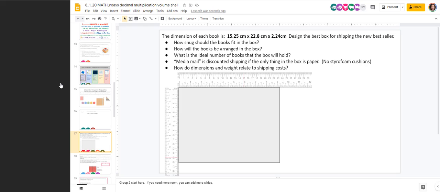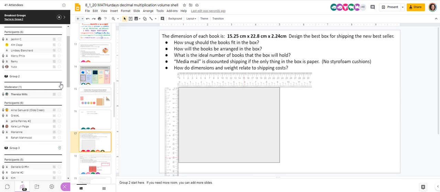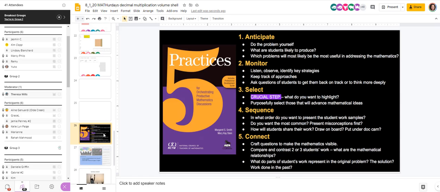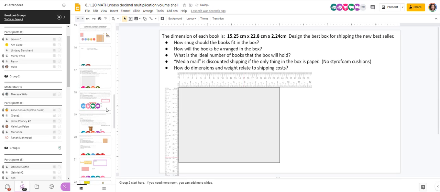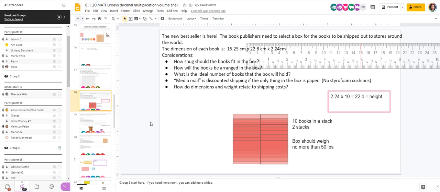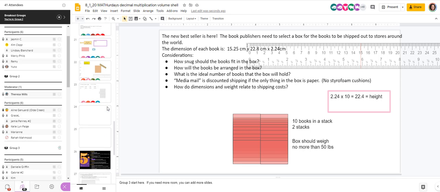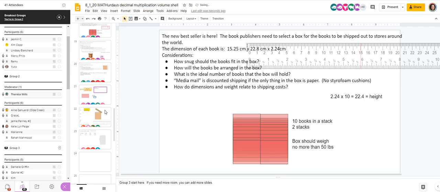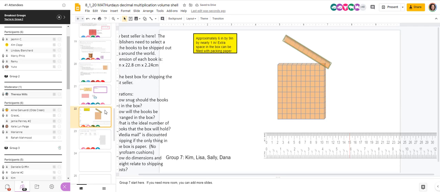So thinking about this being a pretty small book, would it make sense to almost make an array of them, like a 2x2 or a 2x3 array for the box? Okay. That way you can get a lot in the bottom of the box. I don't know. What do you think?